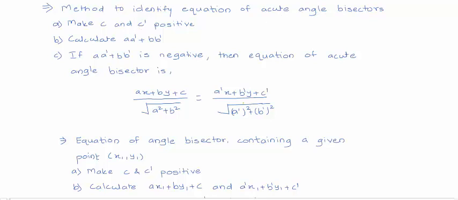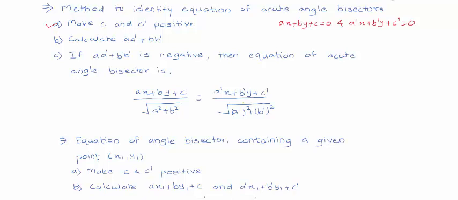For that purpose, now remember students, the equations of lines are, I'll write it here again, ax plus by plus c equal to 0 and a dash x plus b dash y plus c dash is equal to 0. Now, to find acute angle bisector, we have three steps to follow. Step 1. Make c and c dash positive.